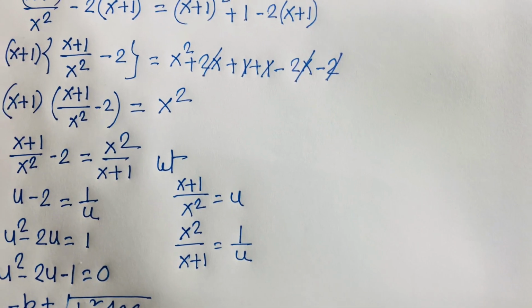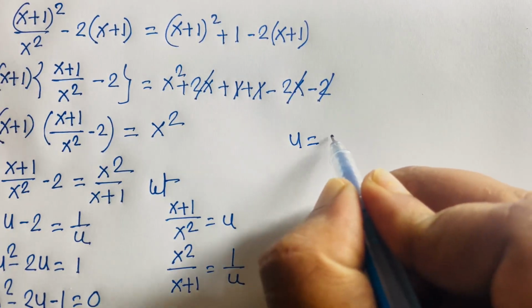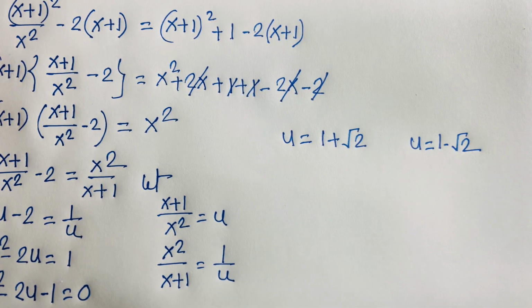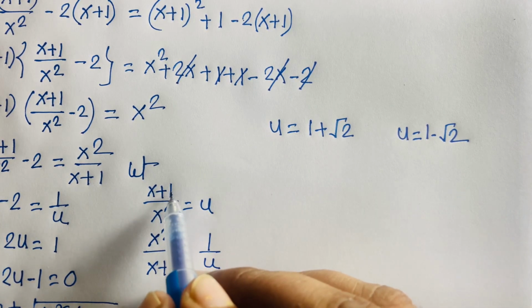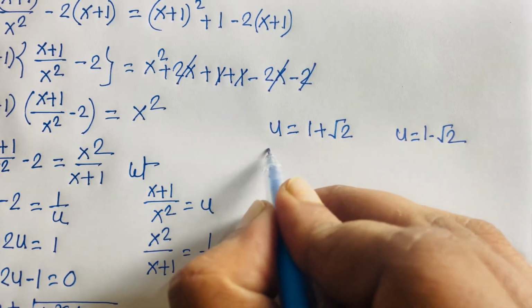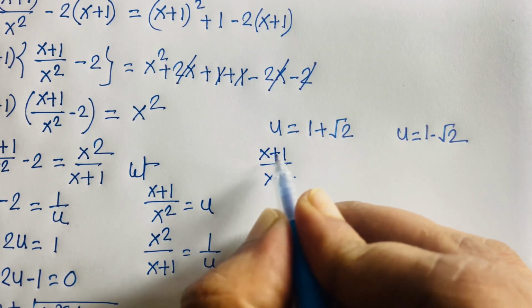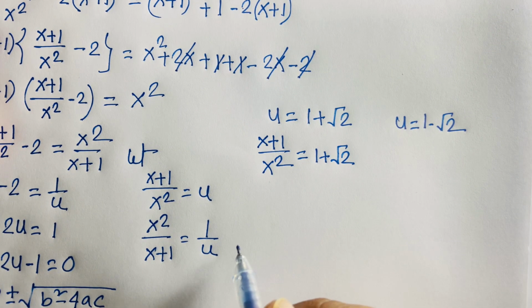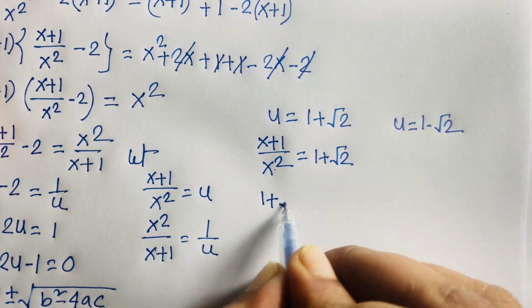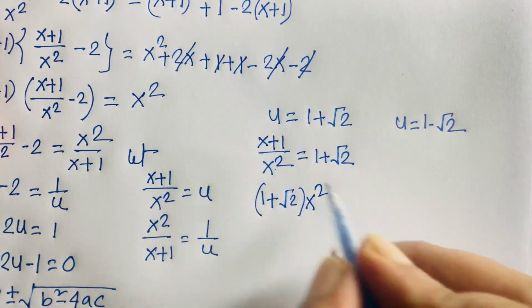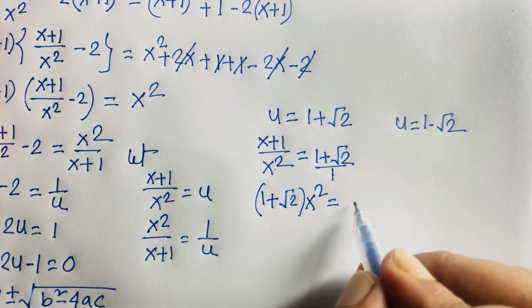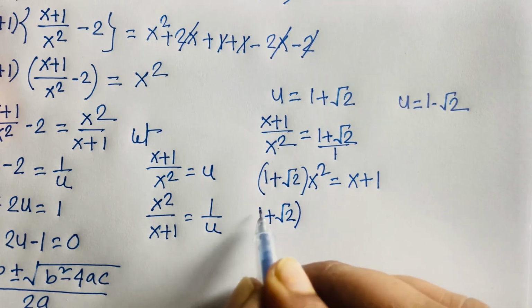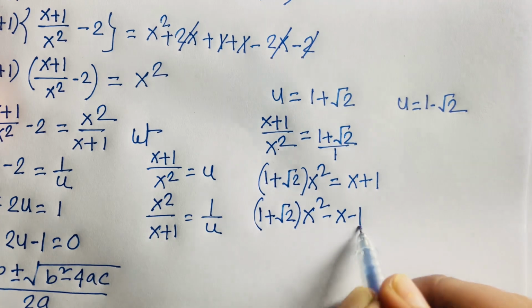So we find u is equal to 1 plus square root 2, and again u is equal to 1 minus square root 2. Then remember that u is equal to x plus 1 over x square. Our need is, what is the value of x? Take u as 1 plus square root 2. Then (1 plus square root 2) times x square is equal to x plus 1. This equation becomes (1 plus square root 2) times x square minus x minus 1 is equal to 0.